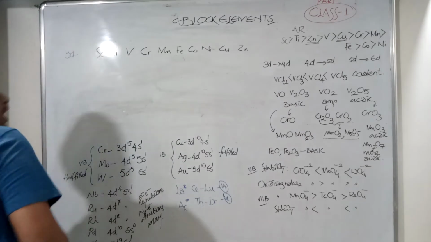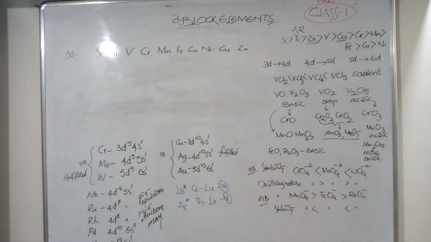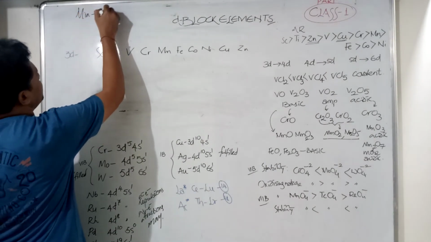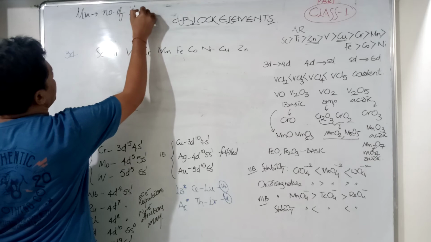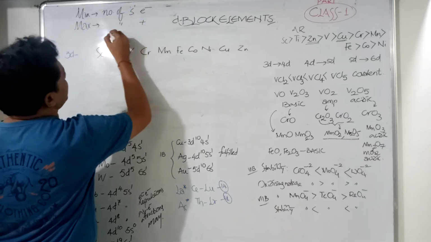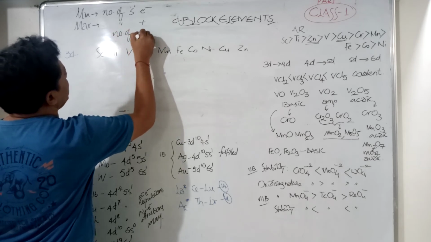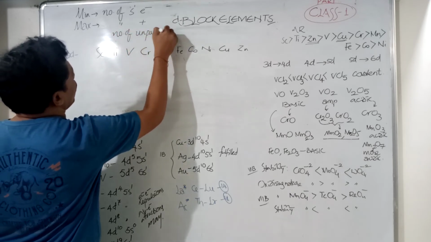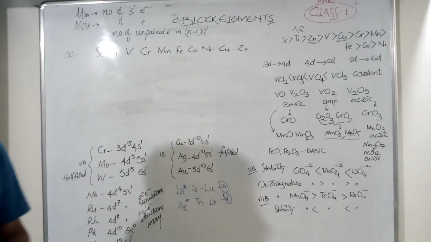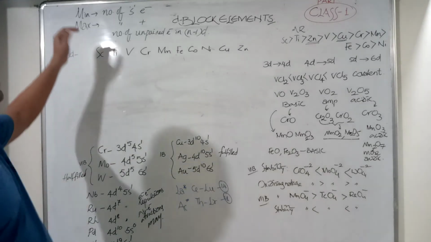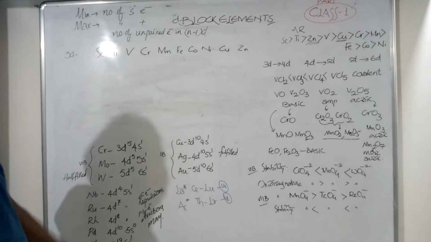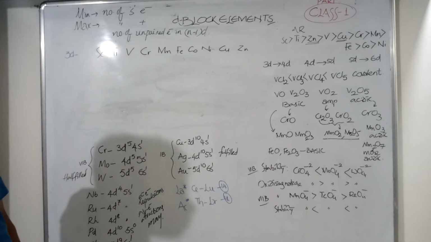That is, the minimum oxidation state is equal to the number of s electrons. The maximum oxidation state is equal to the number of s electrons plus the number of unpaired electrons in the n-1 d shell. Number of s electrons is the minimum oxidation state. Number of unpaired electrons in the n-1 d shell plus number of s electrons is the highest oxidation state, you can say.